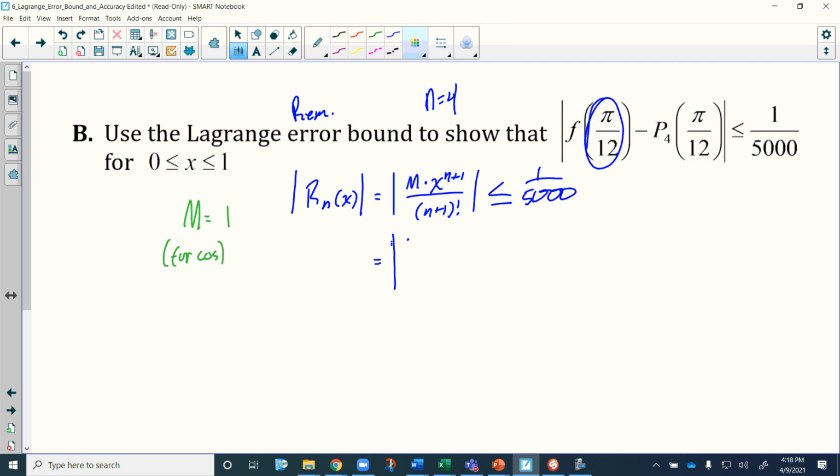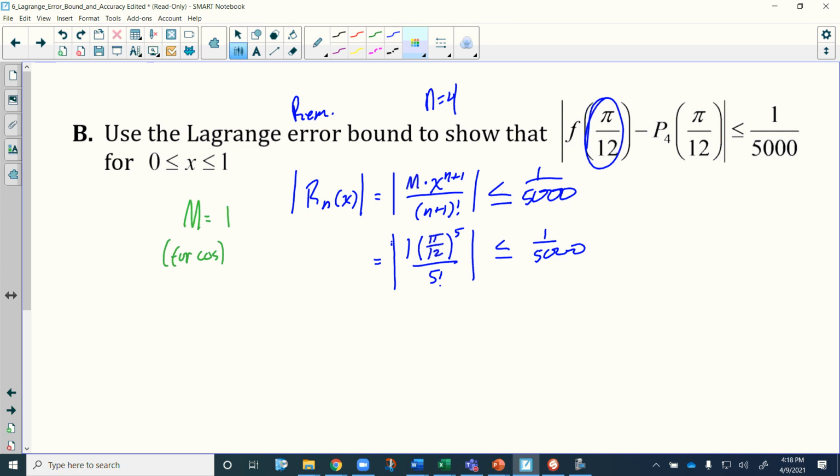The maximum value is 1 for cosine. In this case, x that we're evaluating it for is pi over 12. n in this case is going to be 4, so 4 plus 1 gives me the 5th power here, so I have 5 factorial in the denominator, and it has to be less than or equal to 1/5000th.